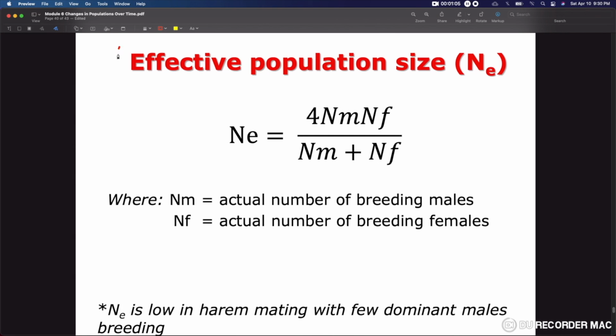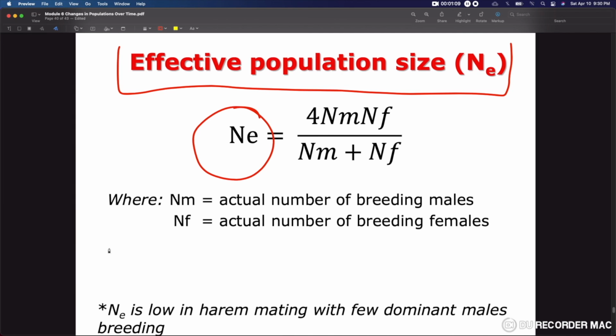And here is that computation for effective population size. Essentially, effective population size is 4 times the actual number of breeding males times the actual number of breeding females, all over the sum of the actual number of males and the actual number of breeding females. What do we mean by actual number? We are referring to the actual number because not all are contributing to that gene pool.